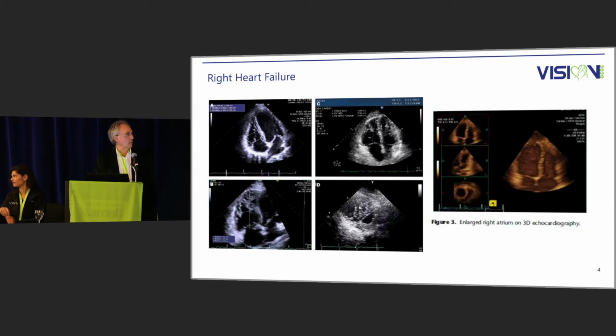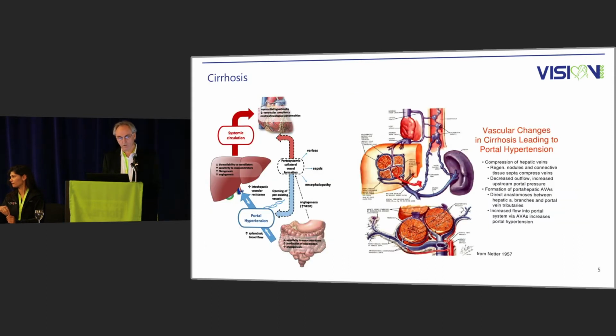And again, these are the echo images that you can see. Here's another classic example where the right ventricle is larger than the left, and that's the D sign that a lot of our cardiology colleagues look for.